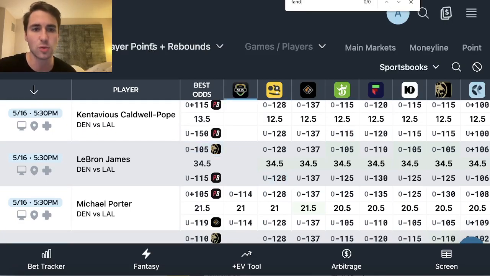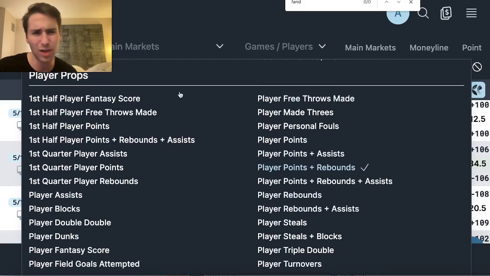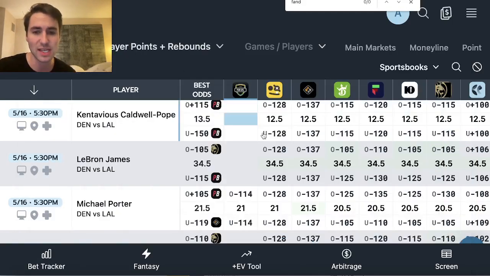So what you're going to notice is we're looking at the NBA player points plus rebounds market, but you can look at any market you want. Sometimes I find value in player assists, player blocks, whatever. But anyways, the first play I have is on Michael Porter. So what you're going to notice is in Lakers Nuggets, PrizePicks has his line set at 21.5.